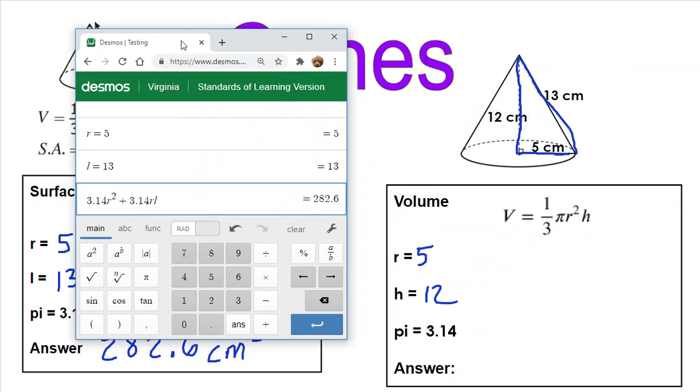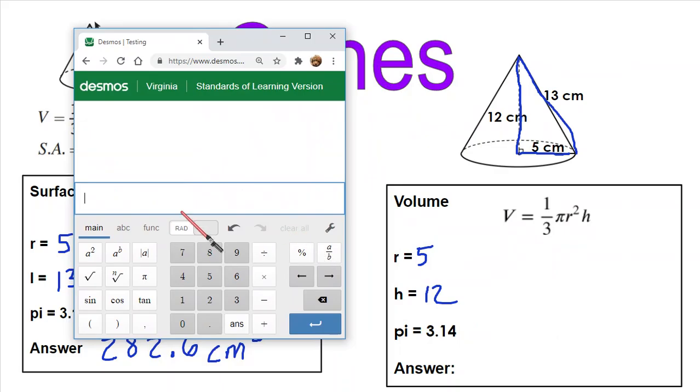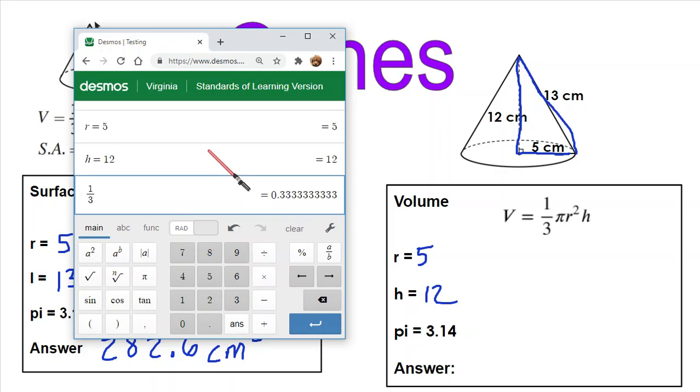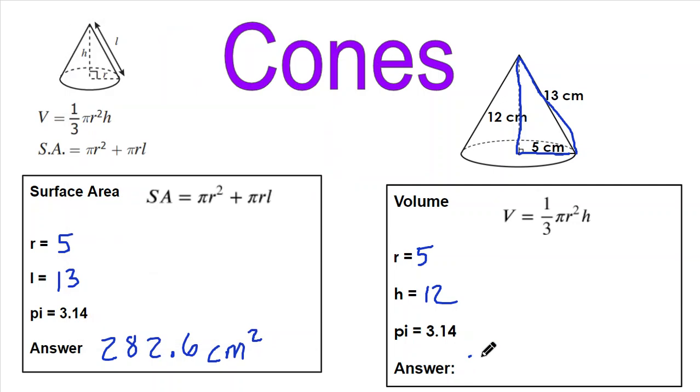So if I go back to my Desmos calculator, I can clear all this out. And I want to type in r equals 5, because that was my radius. And then I want to type in h equals 12, because that's my height. And now I can type in my formula here. So I'm going to do 1/3 times pi, so I'll put pi in parentheses, 3.14, and then r squared, h, and I get 314. So the volume of this cone is 314 centimeters, and volume is always cubed.